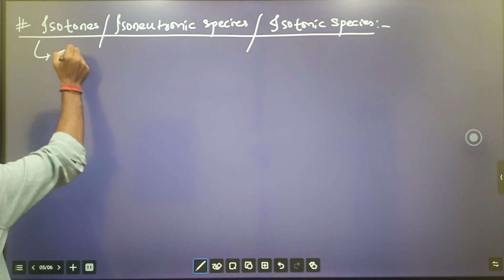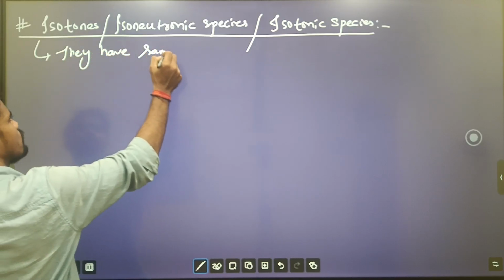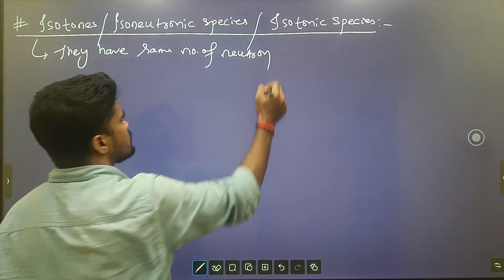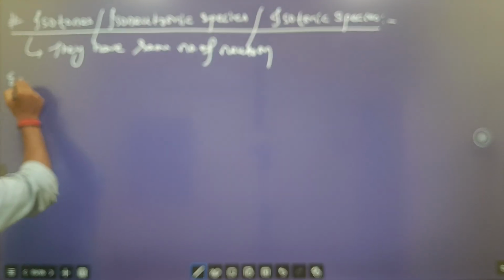Because they have the same number of neutrons. Okay, the species which have the same number of neutrons are called isotones. Example.